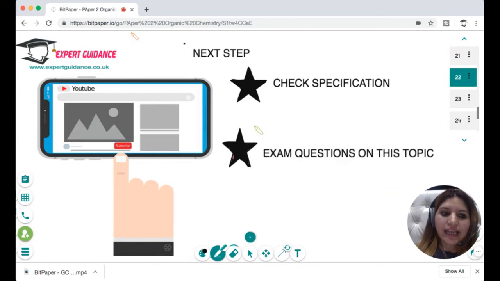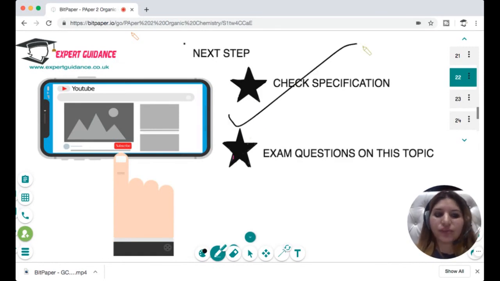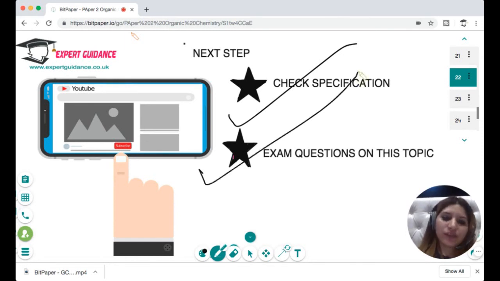As always, our next step, check the specification, make sure everything which is there in the specification is still clear to you, and do exam questions on this topic.